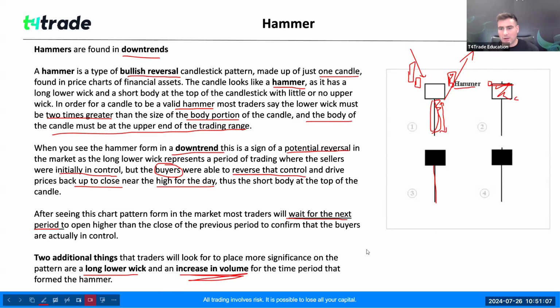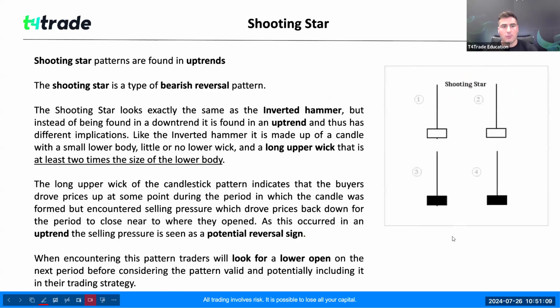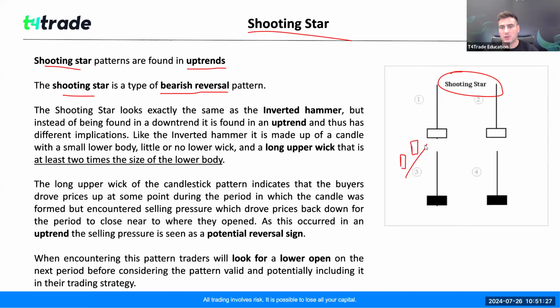Okay, moving on, and we're running out of time. Moving on, we have what we call a shooting star, complete opposite of the hammer. So shooting star patterns are found in uptrends, and that's why they are important. So a shooting star is a type of bearish reversal pattern if it's found during an uptrend. Okay, price action moves to higher ground, and you see that at the top.